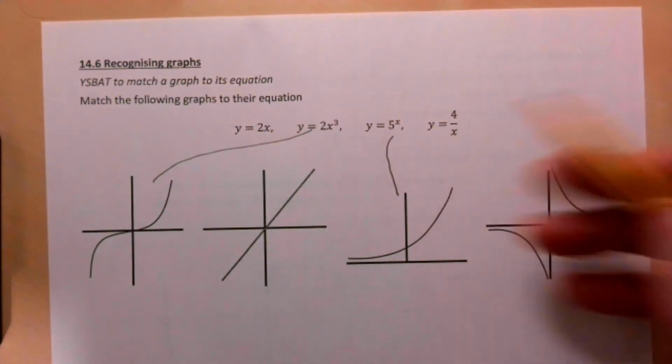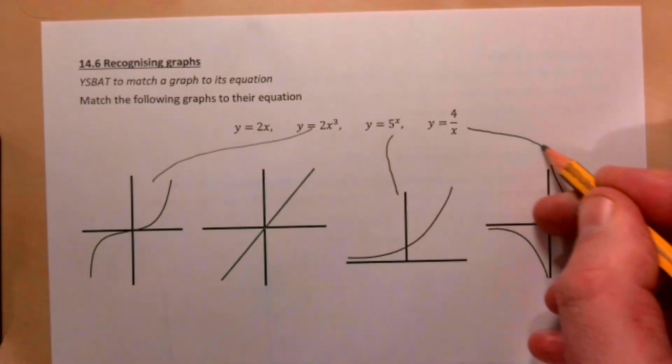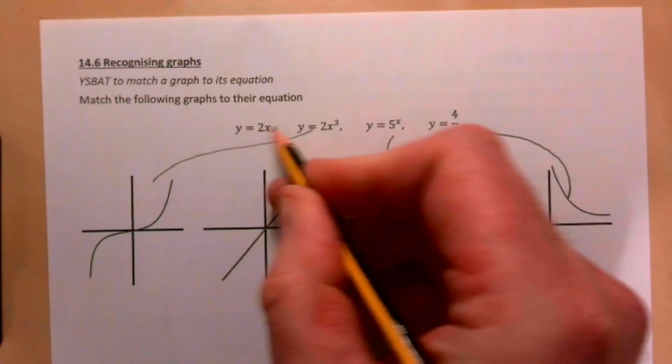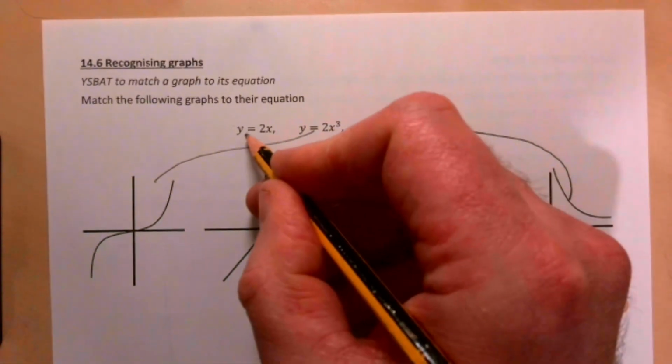Reciprocal graph, 4 over x. Do we see that one? It's going to be going there. And what about the last one? y equals 2x. That's a straight line graph, and that's what we have there.